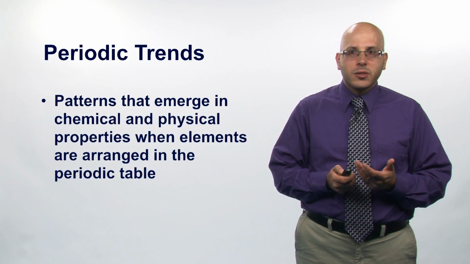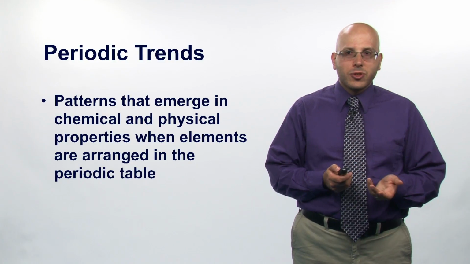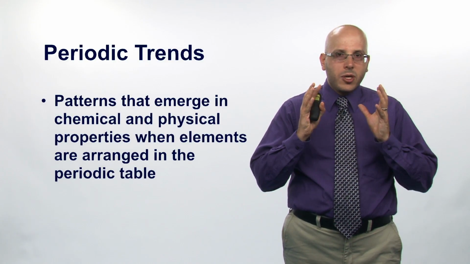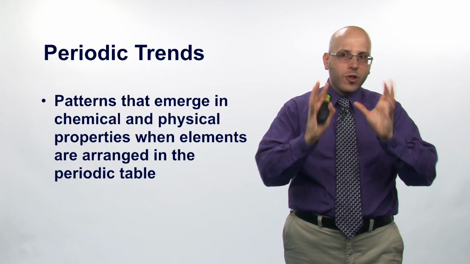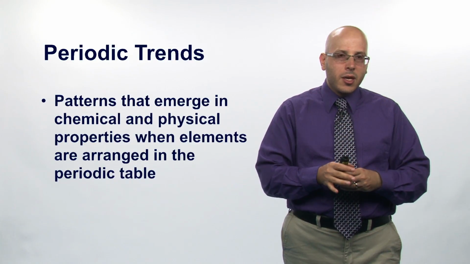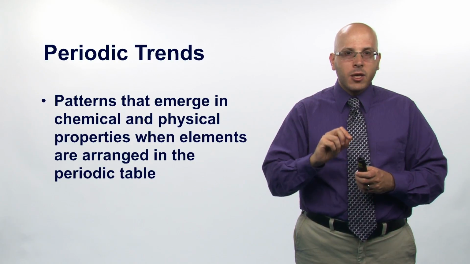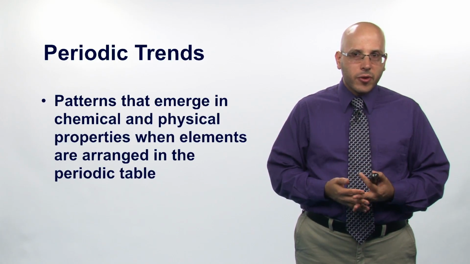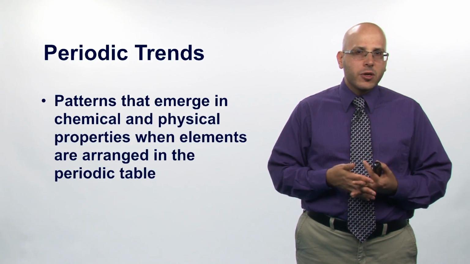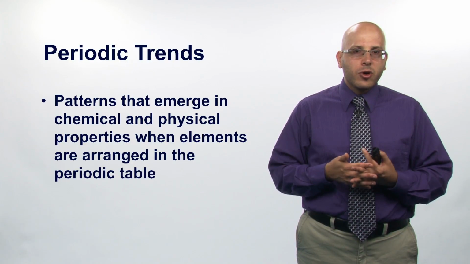Now that you know how to read the periodic table and judge where things are, let's talk about trends in the periodic table. So what is a periodic trend? A periodic trend is some kind of pattern that emerges. It would be nice if I could just look at the periodic table and predict how certain elements are going to behave based on where they are in the periodic table. It's not going to be perfect or foolproof, but it'll work reasonably well.